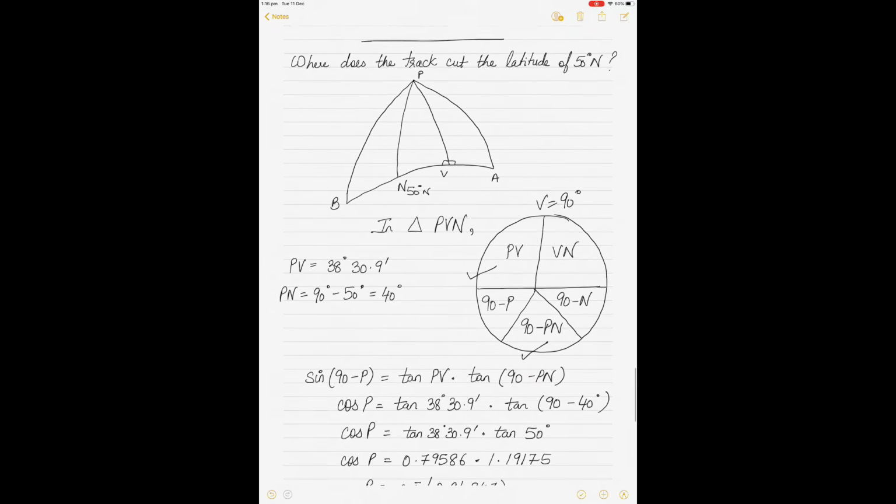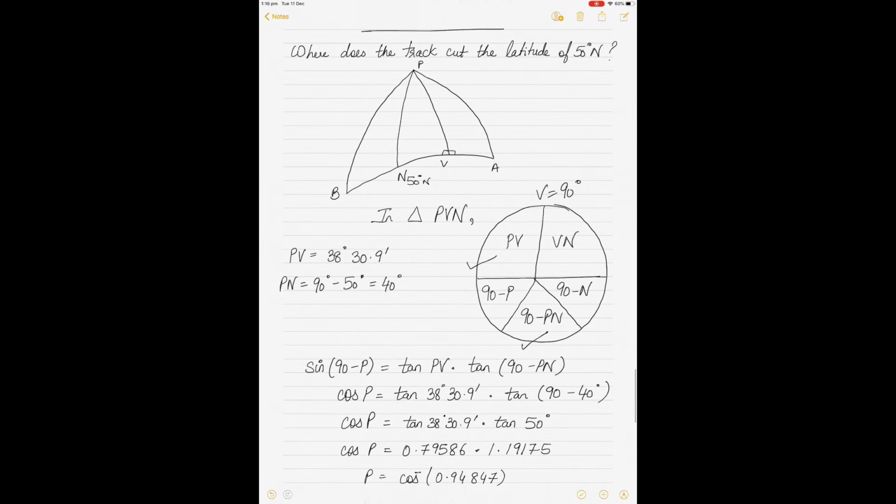Finally, if I need to find out where the track cuts the latitude of 50 degrees north, I go back to the same diagram. Let's call this point N, and if this is the latitude 50 degrees north, I need to find out the longitude. If I know the latitude of N, I will know PN will equal 90 minus latitude of N, which is 50 degrees. So I know PN is 40 degrees, right?